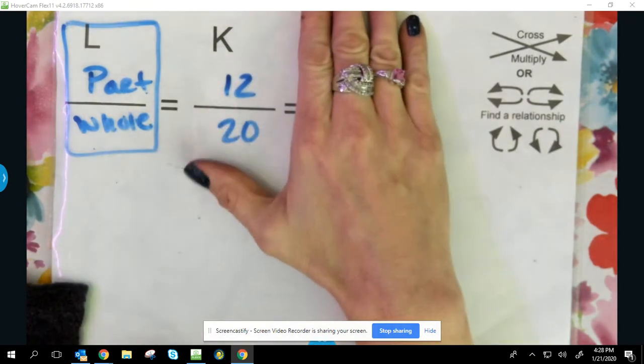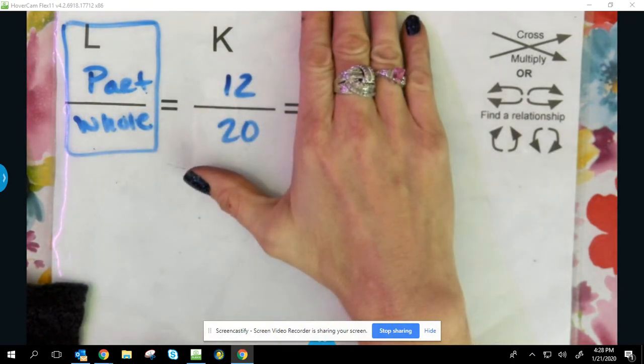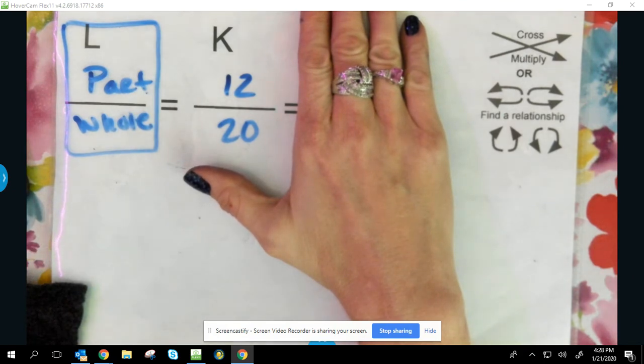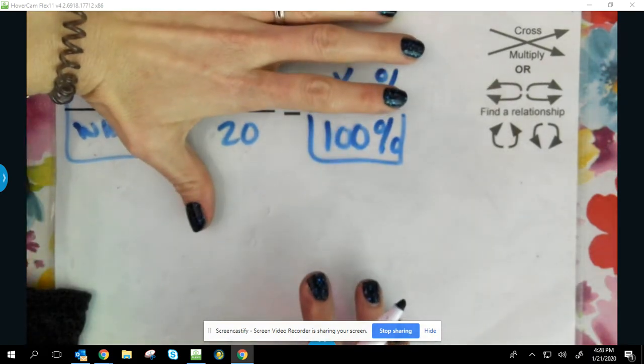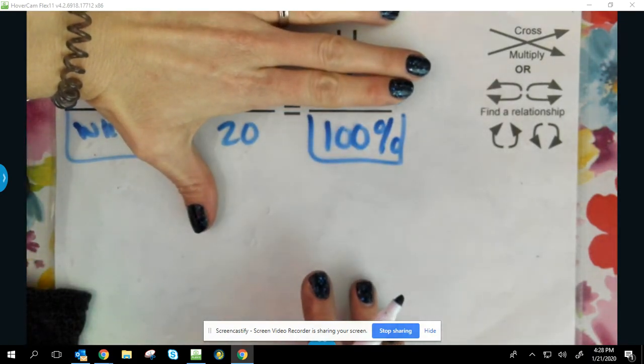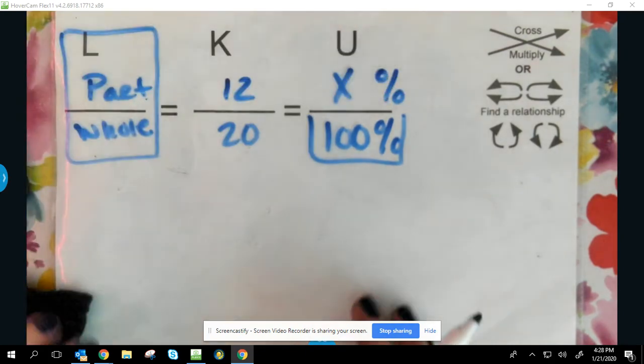So, cover it up. 12 over 20. Is there a way to reduce that? Sure there is, because 12 and 20 have a common factor of at least 2. But in this case, it's 4. And then we can also look right here to see if there's a way to go from 20 to 100. So we're going to solve it both ways.